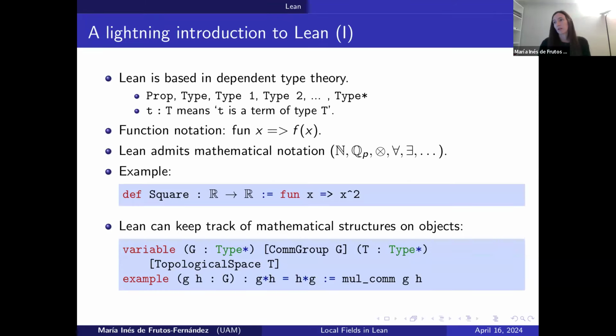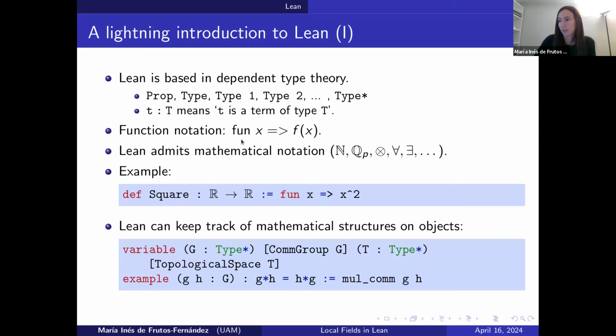Lean uses type theory instead of set theory, but for the purposes of this talk, you can mainly ignore this. Whenever you see type, you can replace it by set in your head. Whenever you see the notation lowercase t colon capital T, this means that t is a term of the type capital T, and you can translate this in your head as t is an element of the set capital T. There is a special type for propositions, which is called Prop.